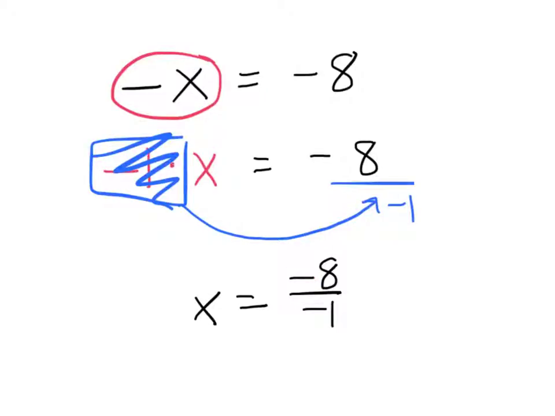Well, let's see. A negative divided by a negative is a positive. 8 divided by 1 is 8. So my answer is positive 8, which of course is the same thing as just saying 8.